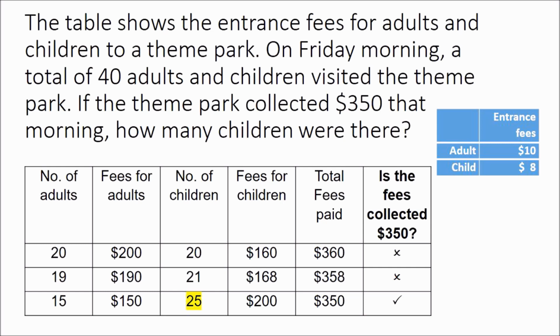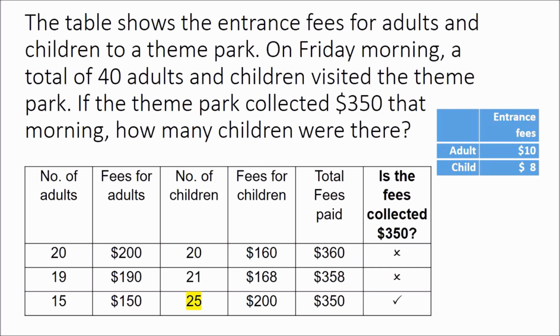Okay, so this question, there are 40 adults and children that visited a theme park, and then the theme park collected $350. So our starting point, as per normal, before we even start, we make sure that the heading is drawn, and we draw the table neatly. This will minimize errors, so it's important. So our starting point would be 20 adults and 20 children. If you add them up, the fees collected will be $360.